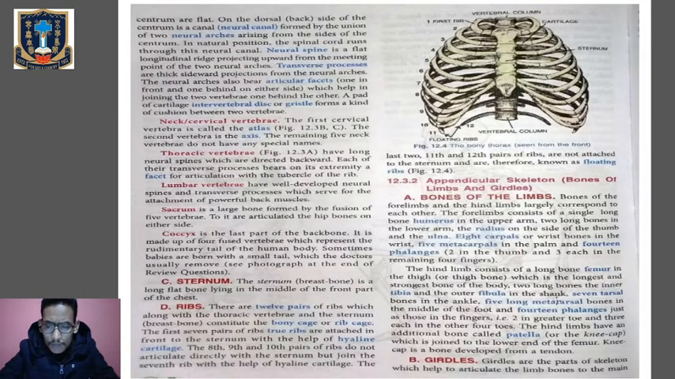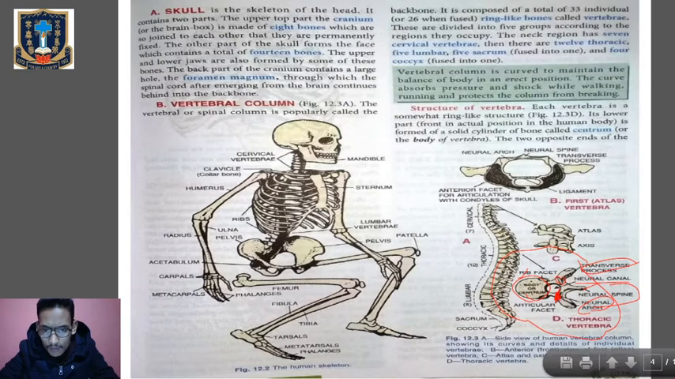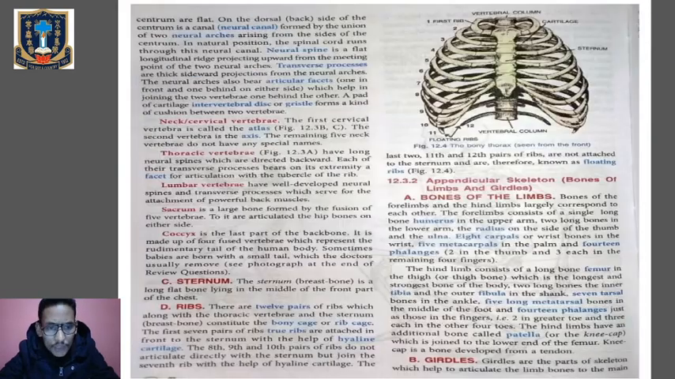The first one, if you remember, is the cervical vertebrae. This is the thoracic vertebrae, this is the lumbar vertebrae, then the sacrum vertebrae, then we have the coccyx vertebrae. So we are going to discuss that. Cervical vertebrae: the first cervical vertebra is called the atlas, the second is called the axis, and the remaining 5 neck vertebrae don't have any special names.